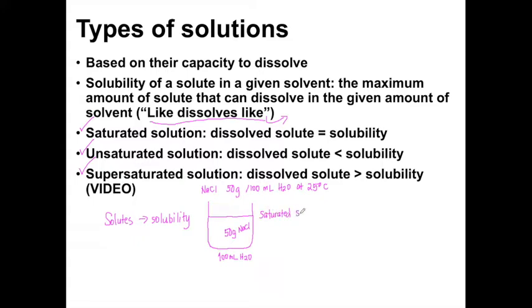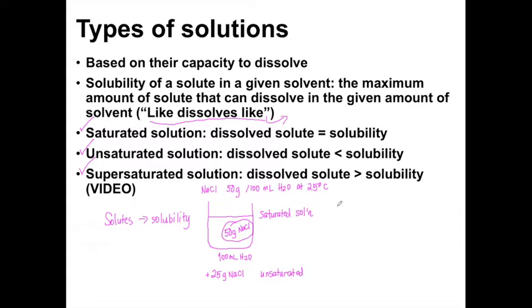Okay? So what will you observe? All of these 50 grams of sodium chloride will dissolve, so you will see a clear solution. Now what if instead of 50 grams, I added 25 grams of sodium chloride? Since it's less than the solubility, this solution is unsaturated.